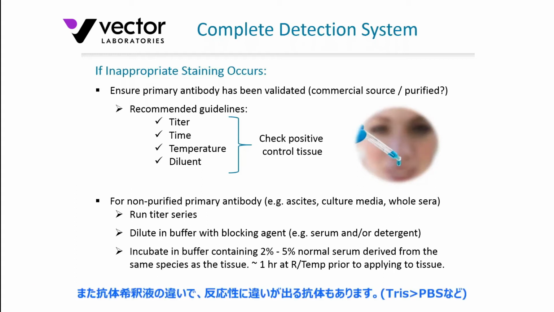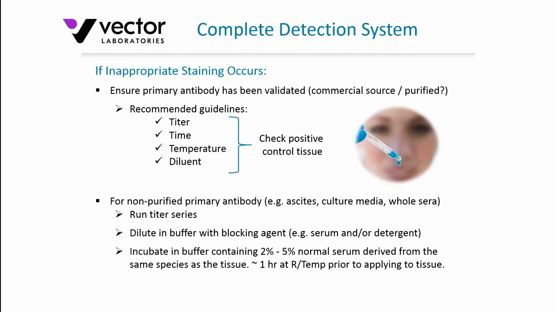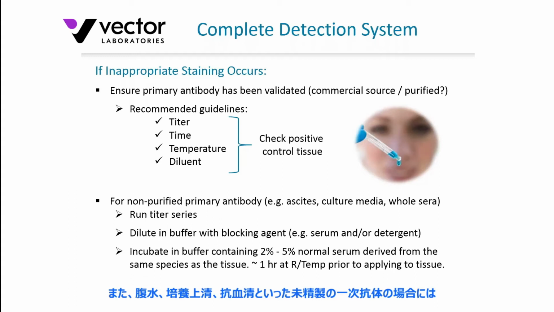Some antibodies respond better to using a tris-based buffer compared with a phosphate-based buffer. And just compare this to your positive control tissue, possibly when you're working up that primary antibody. For investigators in the research field, sometimes you might be working with a non-purified primary antibody that is derived from an ascites or sera that I've mentioned here, maybe culture media, something like that.